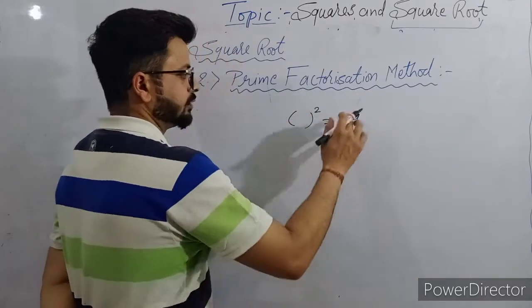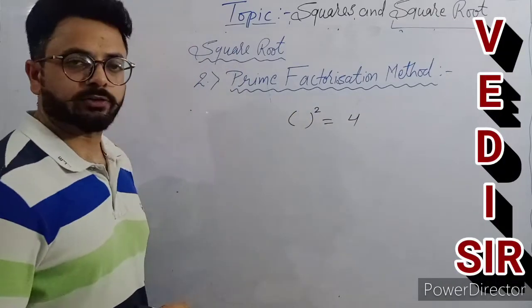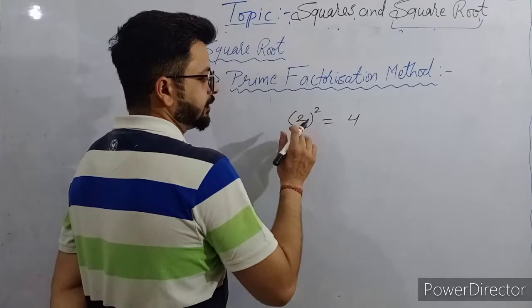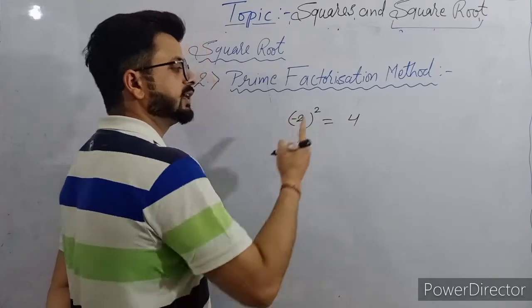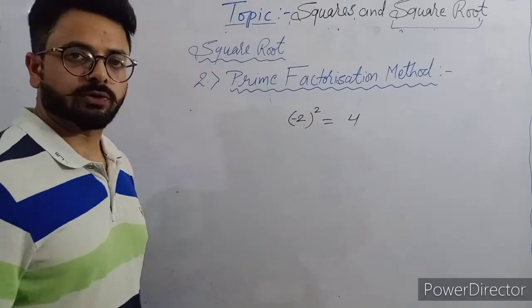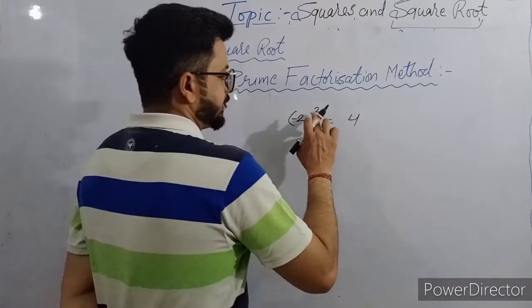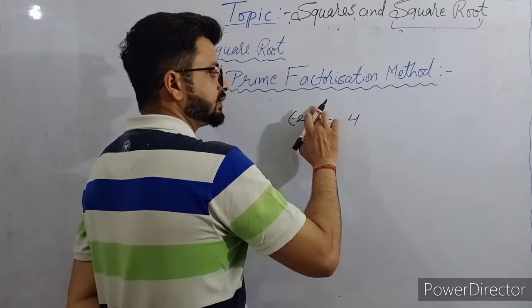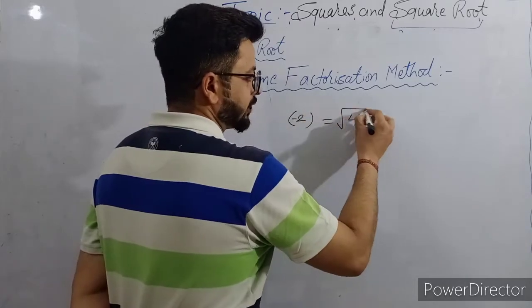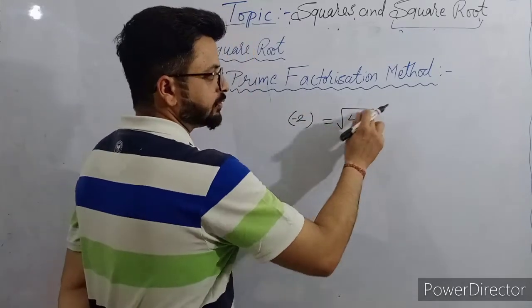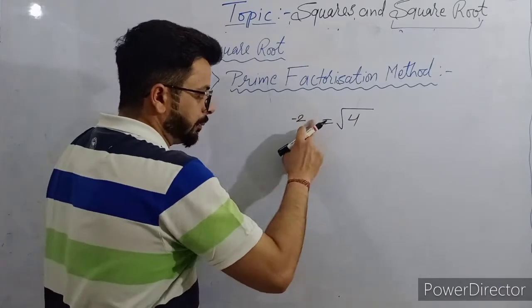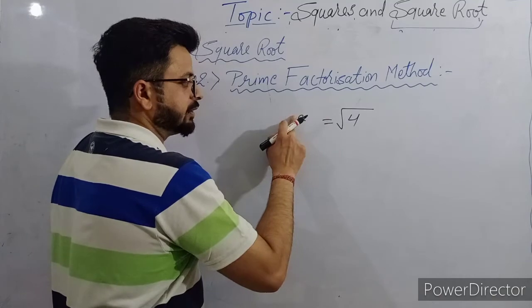I need 4. What should I place here to get 4? I can place 2, then I will get 4. And if I place minus 2 also, then I will get 4. In the square root method, one logic is there: when we remove the square on one side, the square root will come on the other side. This is the symbol of square root. So this side the number can be minus 2 and the number can be plus 2.